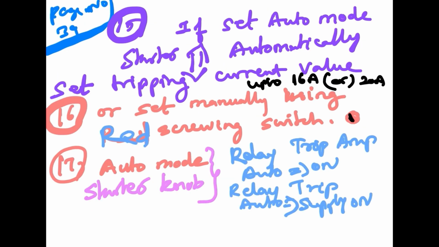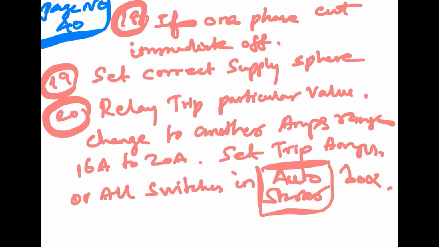If set to auto mode starter, automatically set the tripping current value from 60 ampere to 20 ampere, or set manually using the red screwing switch. Auto mode starter knob, relay trip ampere auto on, relay trip auto supply on. If one phase is cut, it is emitted off; set the correct supply phase, and change the relative particular values to another ampere range, 60 ampere to 20 ampere. Set trip amperes for all switches in the auto starter box.